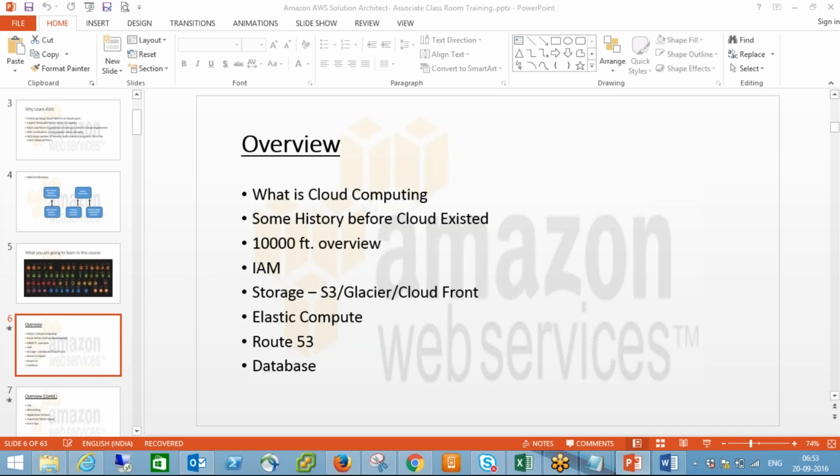So these are the three basic models. There are other models like DR as a service, disaster recovery as a service, DX as a service. There are a lot of other models. There are three primary models that are available in the market.